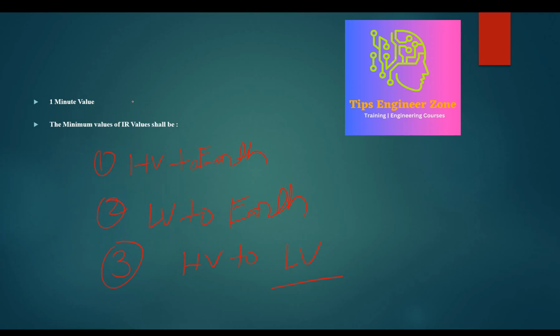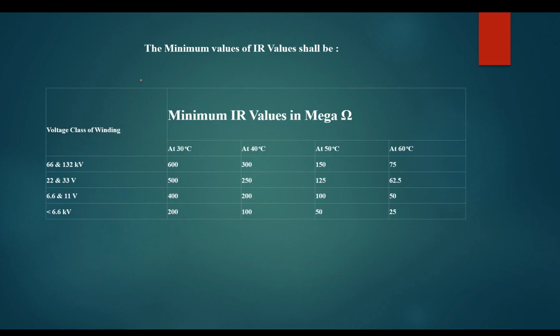This is a 1 minute test, and the minimum value of insulation resistance shall be according to this chart. This is the minimum value of insulation resistance. This is the voltage class of winding, 66 or 132 kV. At 30 degrees, the minimum value should be 600 megaohm. At 40 degrees, 300, at 50 degrees 150, and at 60 degrees 75.